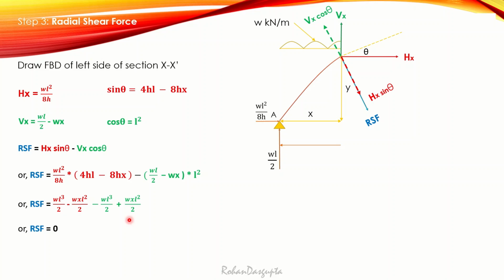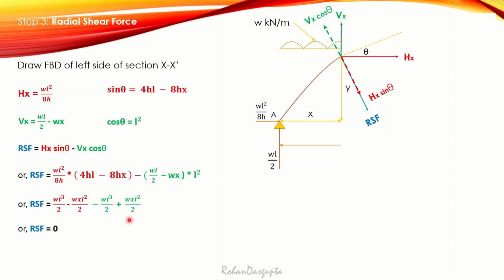Again, since X was a random section, it is okay for us to say that radial shear force at any section also is equal to 0. So that brings us to the end of the proof that is usually asked in your exam, that in a symmetrical three-hinged parabolic arch acted upon by a UDL throughout its span, prove that the bending moment and radial shear force at any section equal 0.